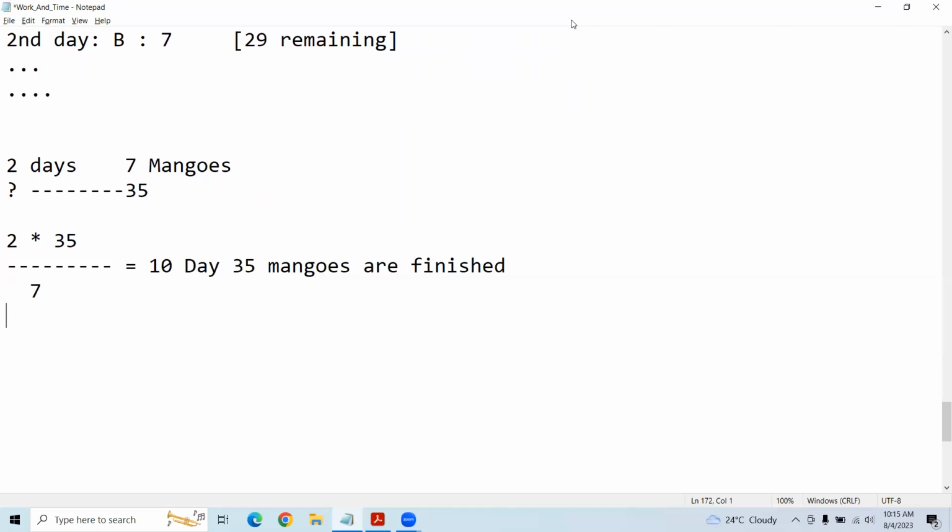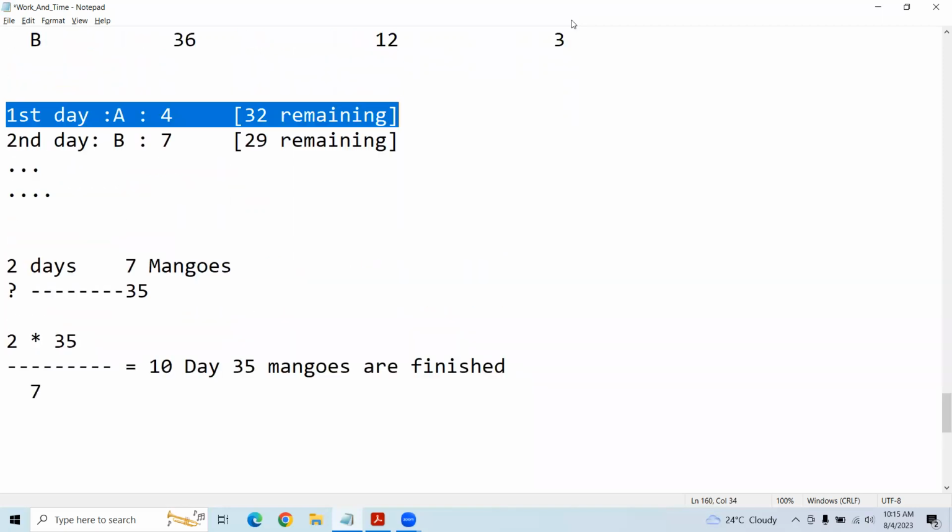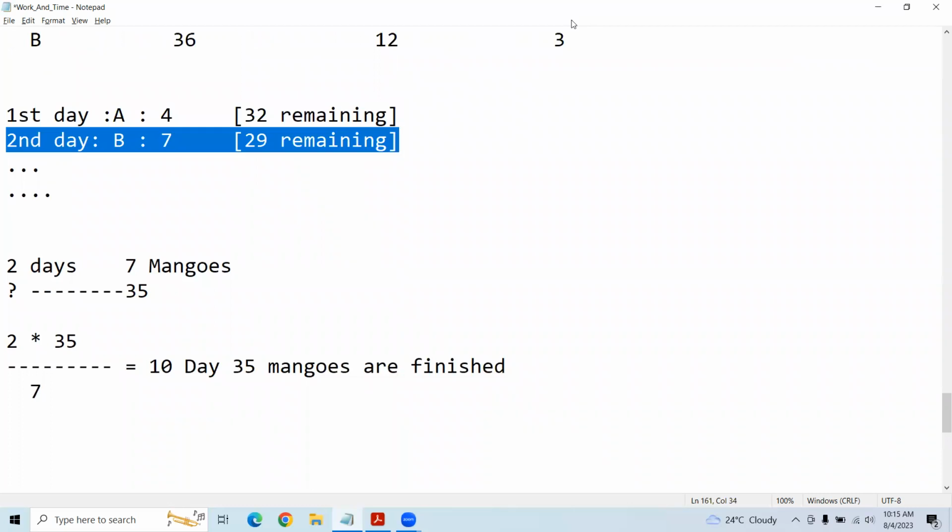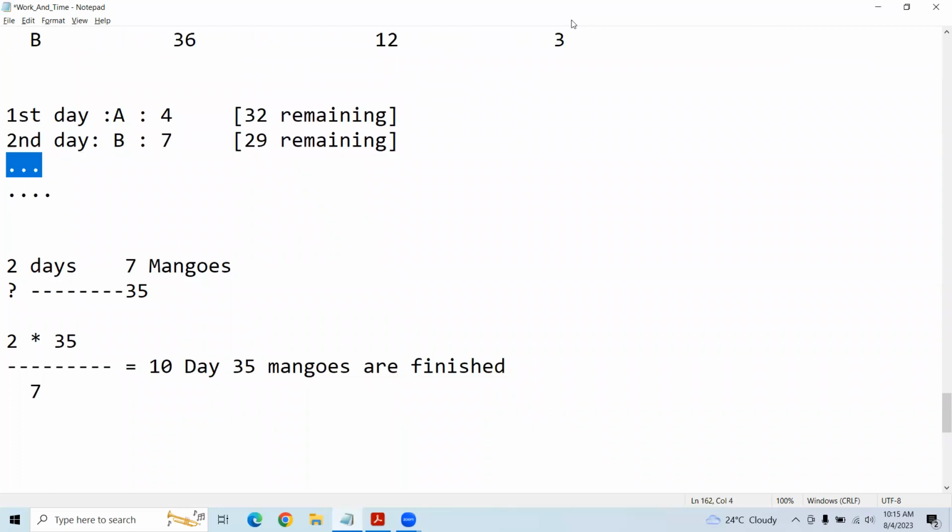So now let's look at this. On the first day, A is coming. Second day, B is coming. Again, the third day, A will come. Fourth day, B will be coming. So we see here on odd days, A is coming, and on the even days, B is coming. So once 10 days are done, the 11th day is an odd day. So A is going to come to work.